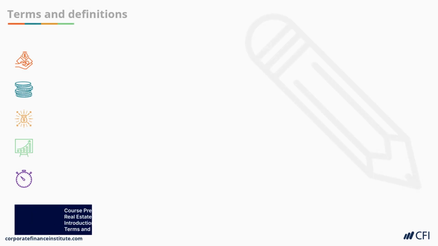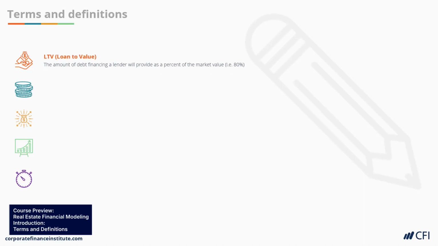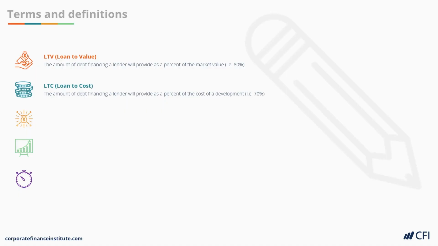Let's review some important terms and definitions for the real estate industry. LTV stands for loan to value. That's the amount of money a lender will lend as a percent of the market value of a property. LTC stands for loan to cost. That's the amount of money that will be lent relative to the cost of a development.